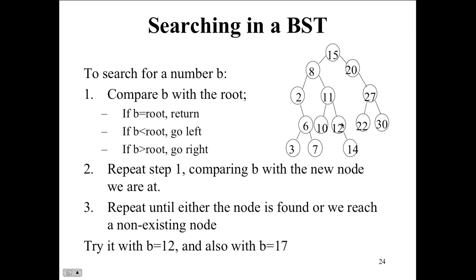So if we try it with 12, here's our number 12 down here. I come up to 15 because you always start at the root. And I say, is 12 smaller than or larger than 15? It's smaller, so I go to 8. Is 12 larger than 8? Yes, so I go to 11. Is 12 larger than 11? Yep. And lo and behold, I found 12. So it's a pretty reliable way of searching through the tree. That's basically how a binary search works through the tree.